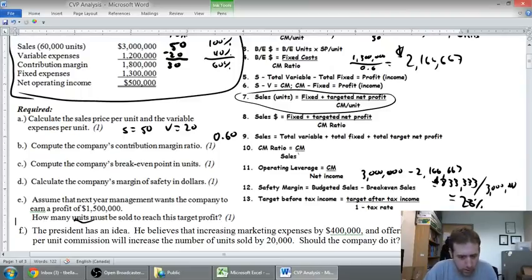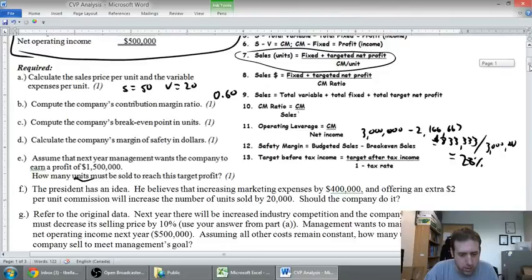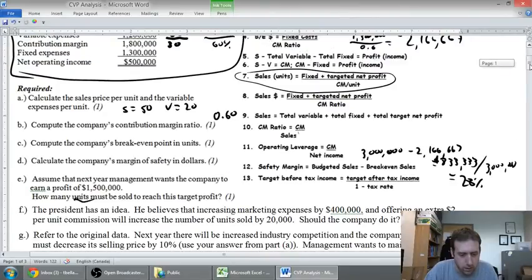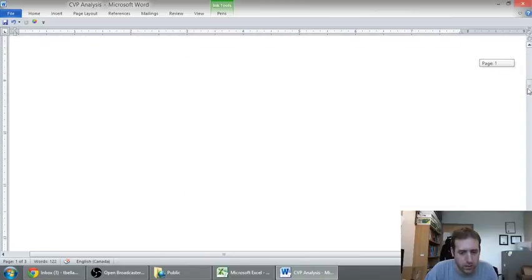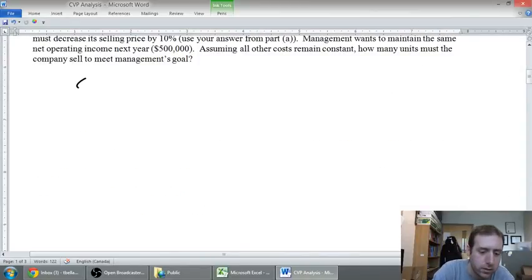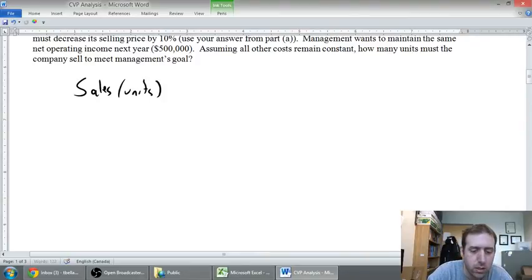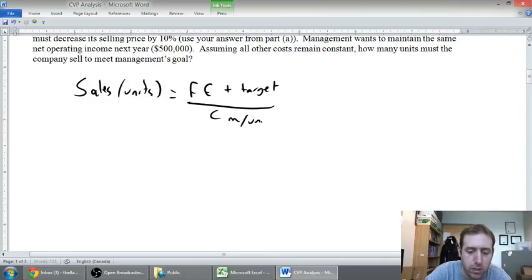So I'm going to actually rewrite this down below. Assume that next year management wants the company to earn a profit of $1.5 million. How many units have to be sold? Well, actually, let's rewrite the formula. Sales in units equals fixed expenses plus target profit divided by CM per unit.